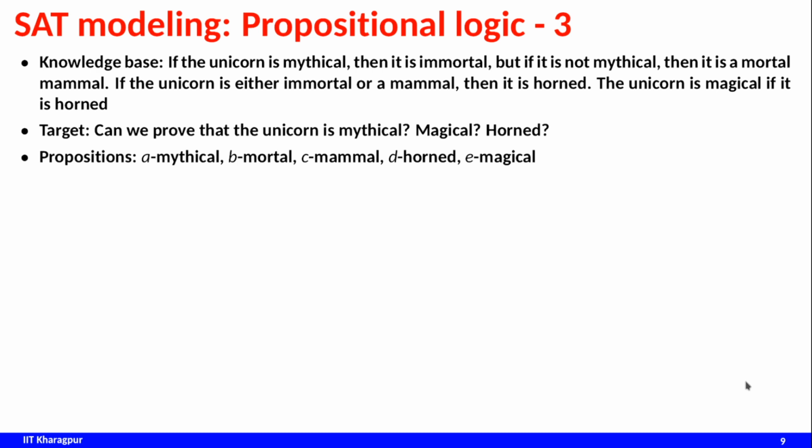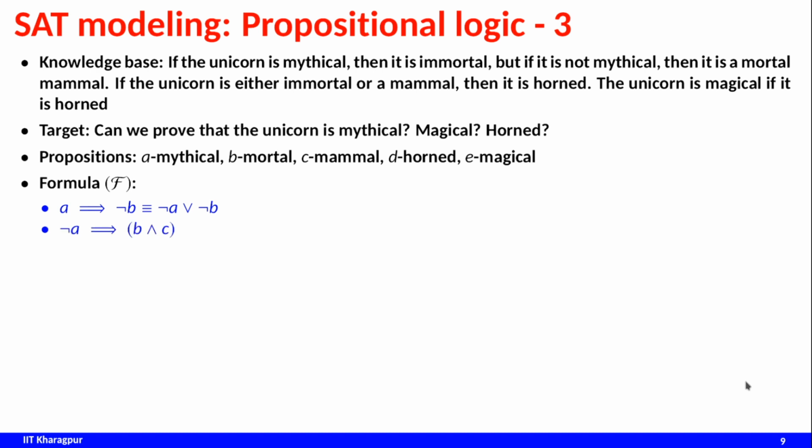So we define the set of propositions. We will be using something like this: A for mythical, B for mortal, C for mammal, D for horned, E for magical. So the formula F, or the knowledge base, first we have to represent. If the unicorn is mythical, then it is immortal. So A implies not B. That will be one of the statements, and we can convert it into the CNF form.